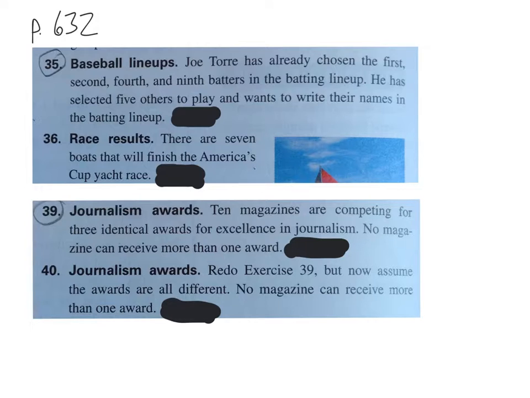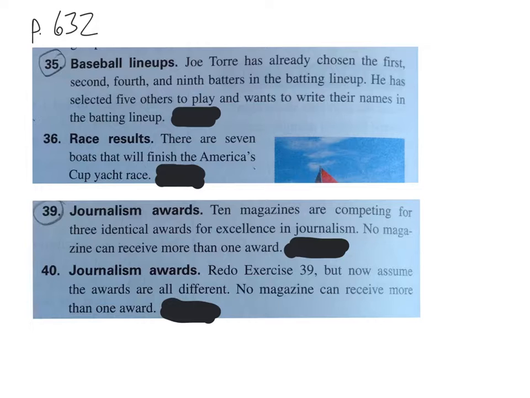So page 632, number 35, this is a baseball lineup. Joe has already chosen the 1st, 2nd, 4th, and 9th batters in the batting lineup. He has selected 5 others to play and wants to write their names in the batting lineup. So 1st, 2nd, he needs to choose the 3rd. He's already chosen the 4th, so he needs to choose the 5th, 6th, 7th, and 8th.